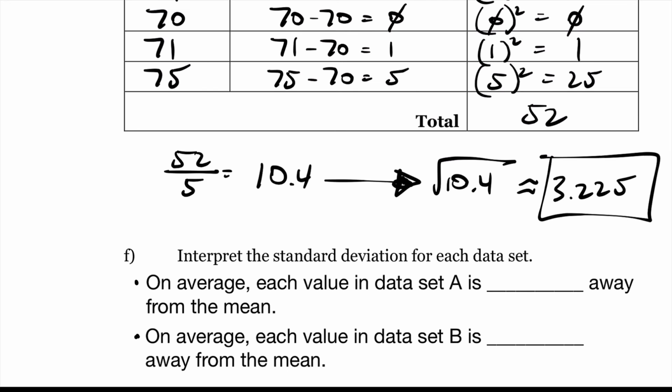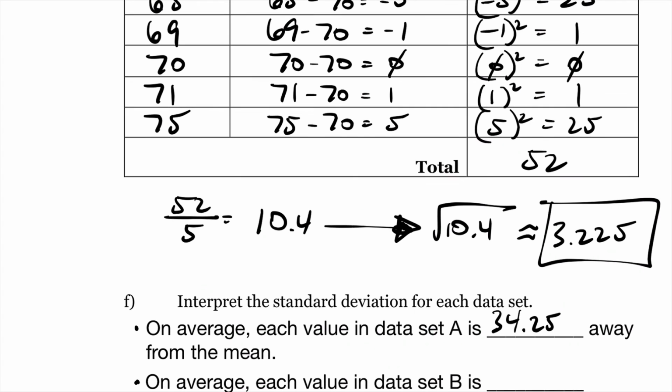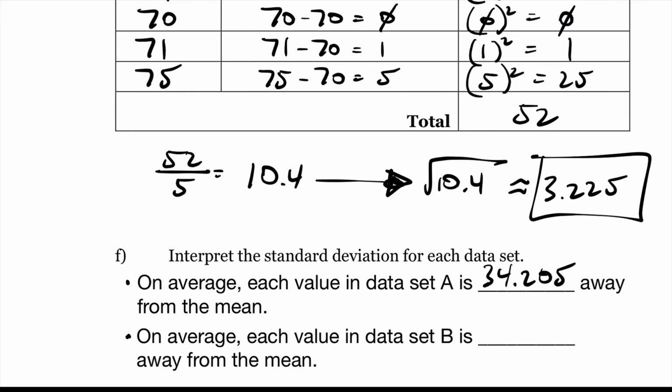So those numbers mean something. Like the average of 70. Why is the average 70? Because that's the middle, right? Same thing with the median. So for A, on average, each value in data set A is, what was the number, 34.205? And then the lower one, B, was this. All right, so on average, so yeah, you got to write that in, because this is what standard deviation is.